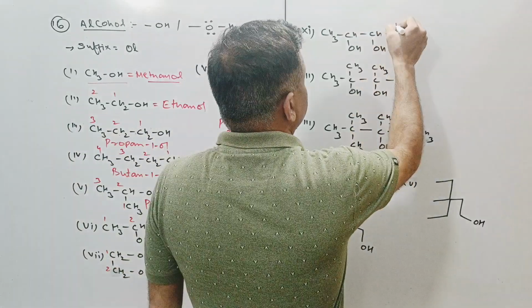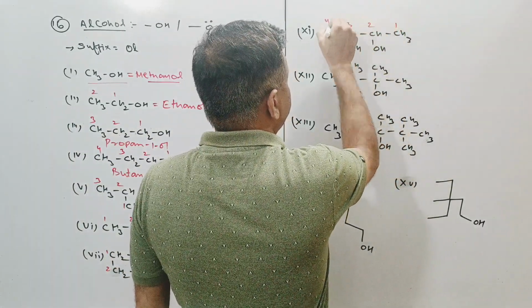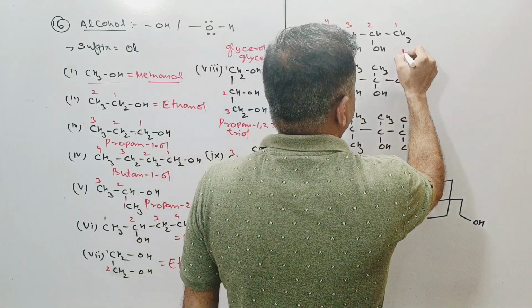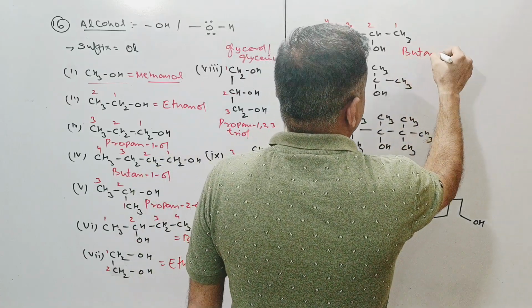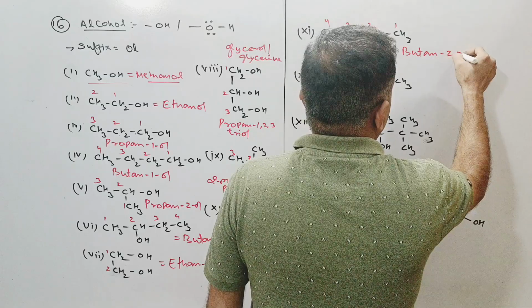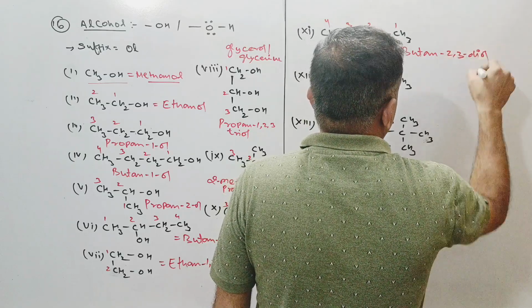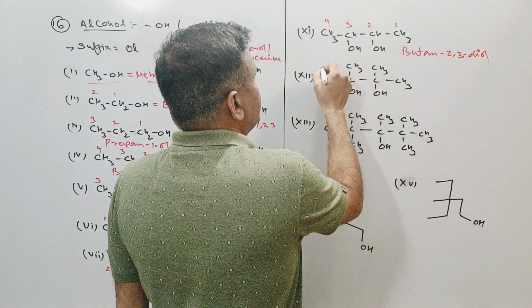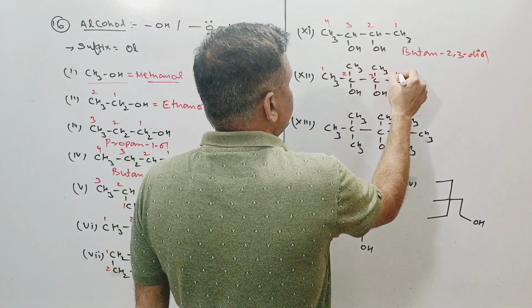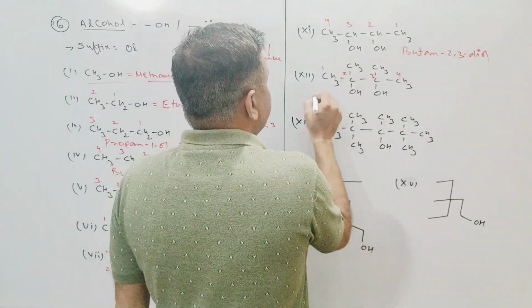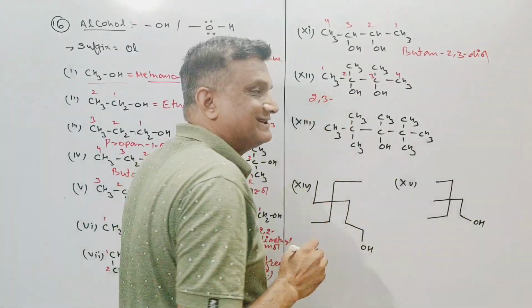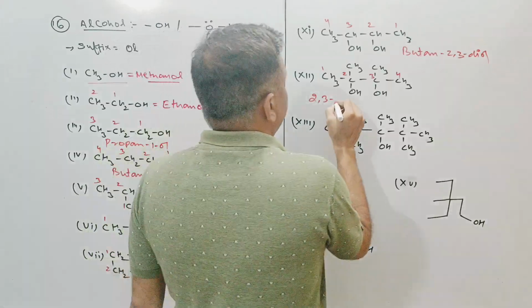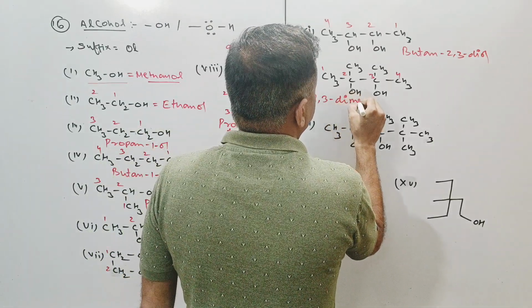For this, this is the longest possible chain. There are 4 carbon chains, so it will be but, single bond, ane. 2,3-diol will be the suffix. For this, 1, 2, 3, 4, there are 4 carbon chain, and over the number 2 and 3 position there is methyl. So it will be 2,3-dimethyl.